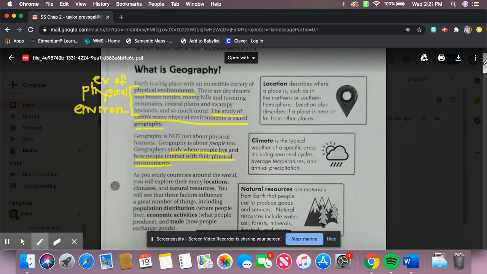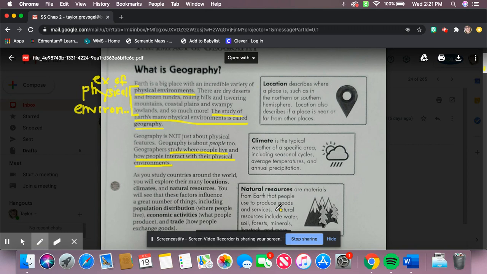All right, let's look at our third paragraph. It's not going to let me scroll. Okay, it says, as you study countries around the world, you will explore their many locations, climates, and natural resources. You will see that these factors influence a great number of things, including population distribution, which is where people live, economic activities, which is what people produce, and trade, which is how people exchange goods.